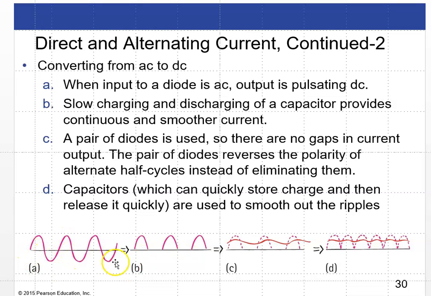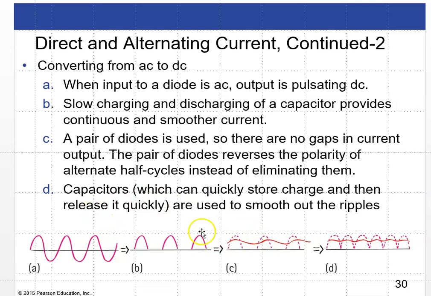Here's the incoming AC. Here's what happens when it goes through a diode. It only allows the top to occur. What they usually do is they rewire this so that you end up getting this too. So it fills these in, and you wind up with something like this. So there's no gap in current output. A pair of diodes will reverse the polarity of the alternate half cycles instead of getting rid of them.